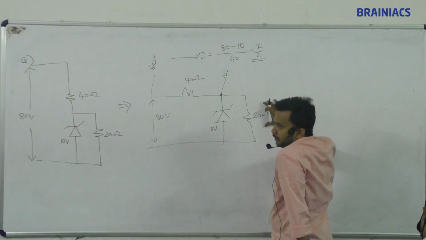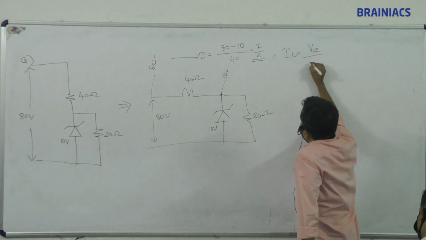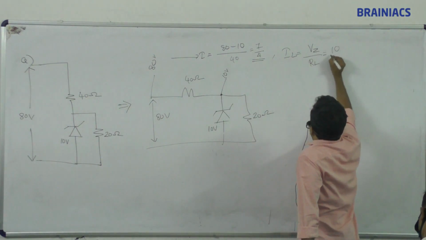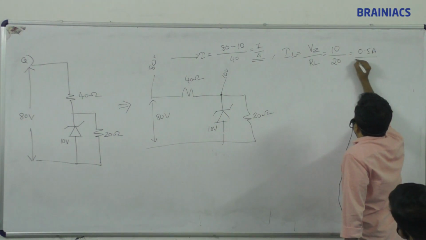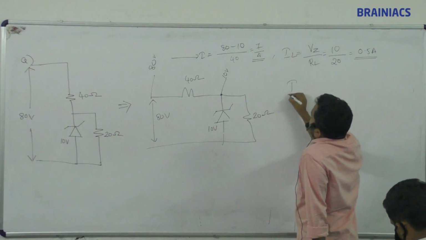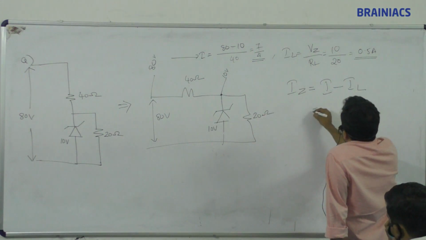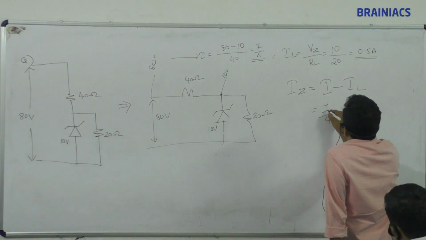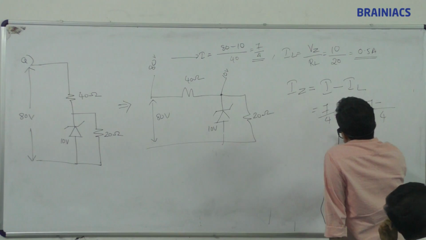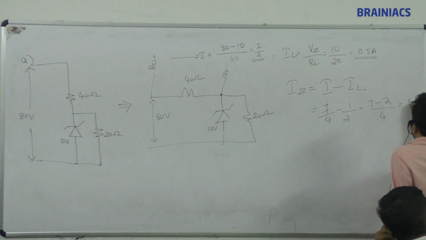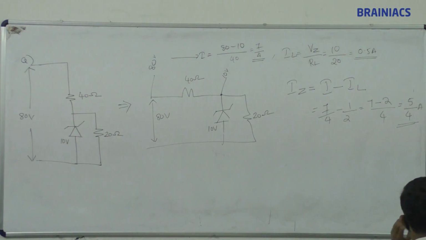Zener current. Before that, we find the load current. IL is equal to VZ by RL. VZ is how much? 10. RL is how much? 20. 10 by 20, 0.5 ampere or 1 by 2. How to find IZ? I minus IL. I is 7 by 4 minus 1 by 2; taking the LCM, 7 minus 2, so 5 by 4 ampere.